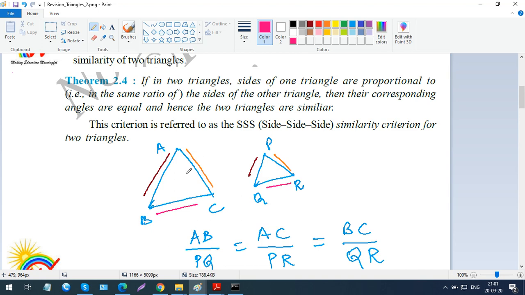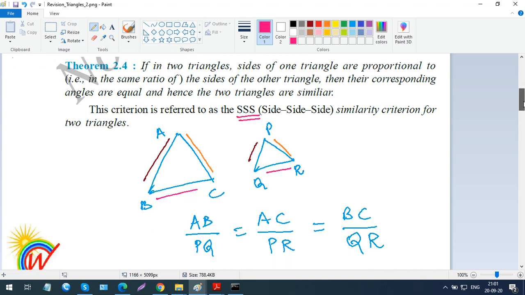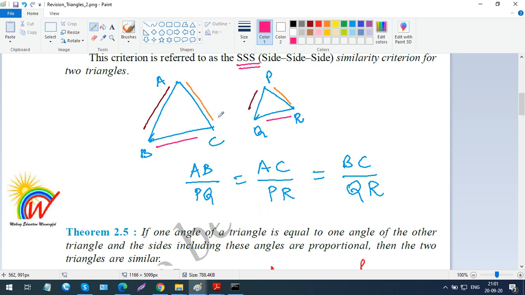When these two triangles have corresponding sides proportional, like AB by PQ, the brown and the brown, and then AC by PR, that is the orange and the orange line I have drawn, and BC by QR. If they are all proportional, then the triangles are said to be similar.